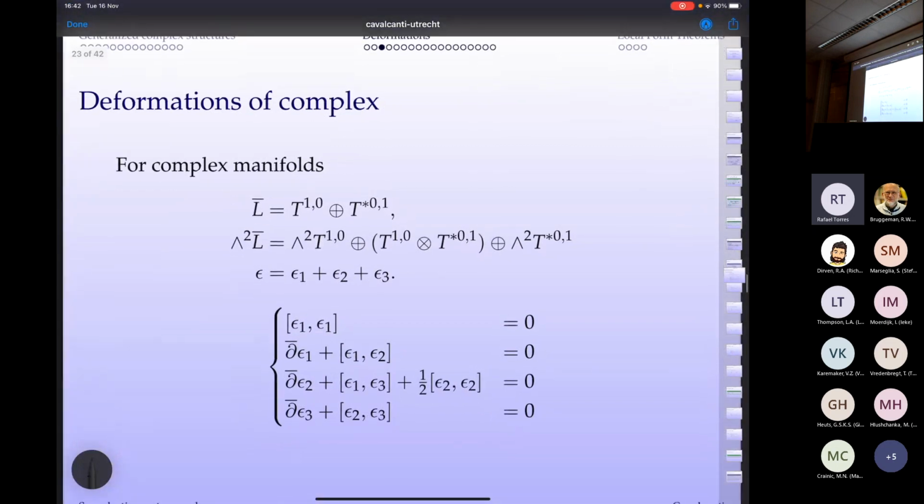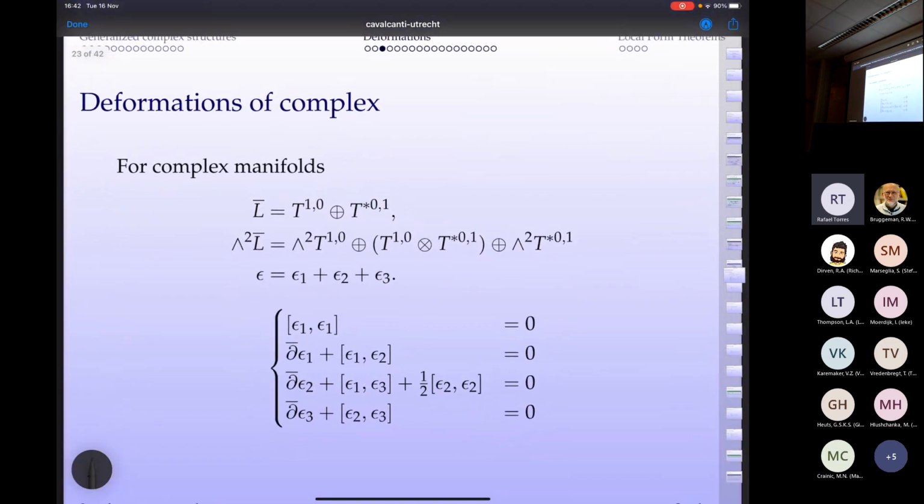If you are complex, you might feel that you are in a better situation because the tangents, the L or the L bar, here I'm using L bar, actually decomposes as a sum of two guys. So in principle, you can write more equations just by decomposing the equation I wrote before into its components.